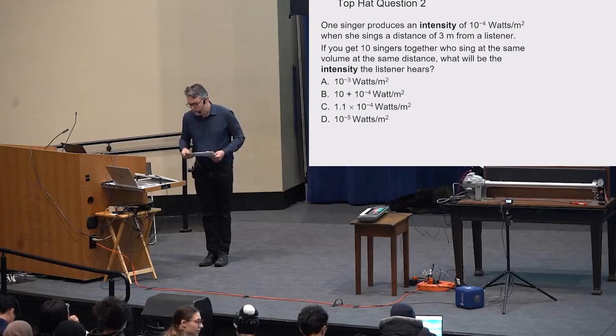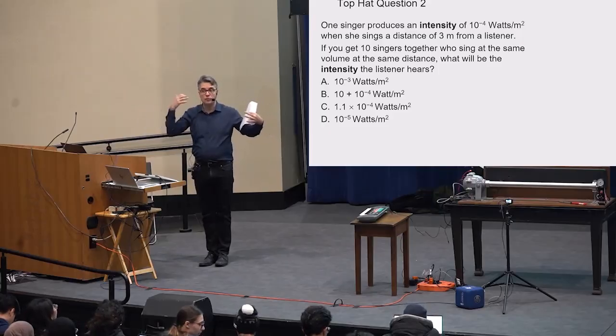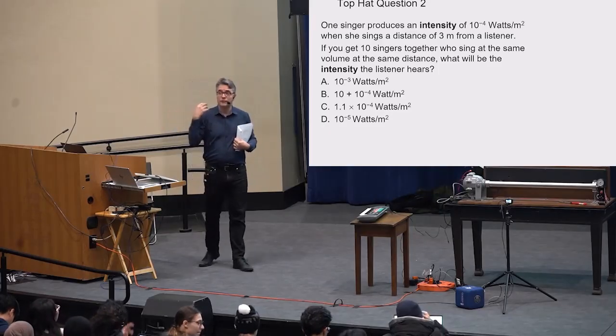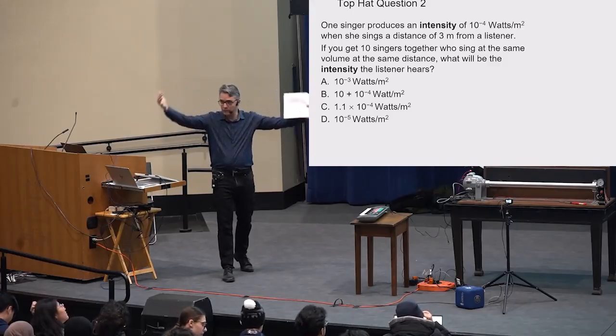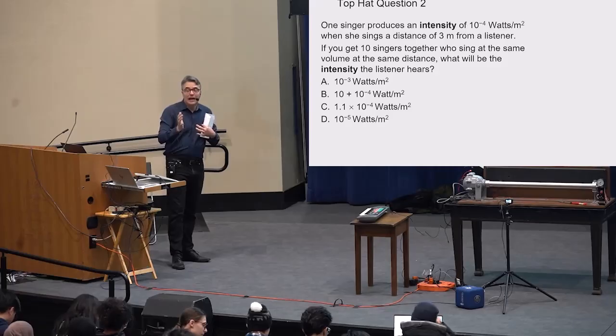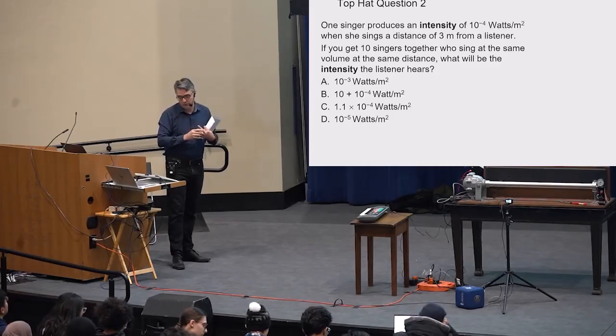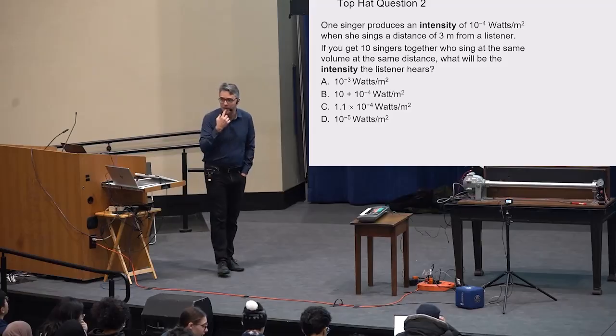One singer produces an intensity of 10 to the minus 4 watts per meter squared. That's how much energy per meter squared gets received by your ear if you're 3 meters away from the singer, spread out over maybe a sphere of radius 3 meters, but this is what you're hearing. So if you were to have 10 singers all at that distance of 3 meters, what do you think would be the intensity that same listener would hear?